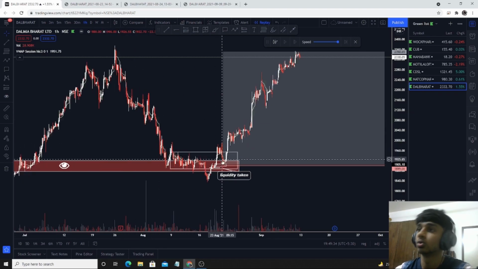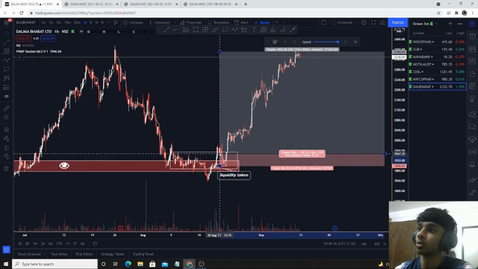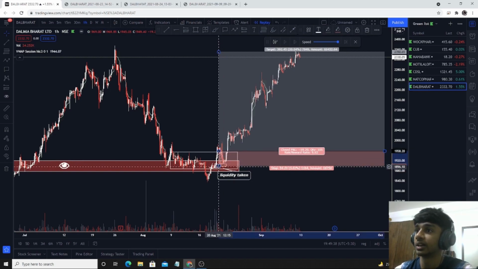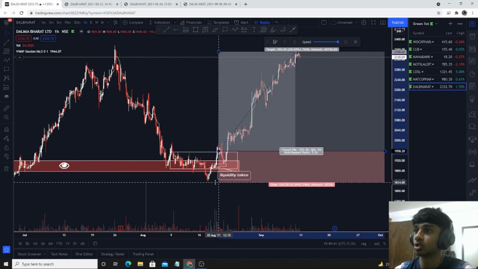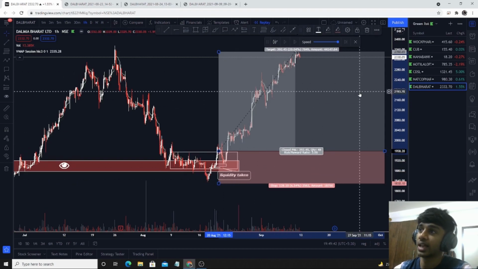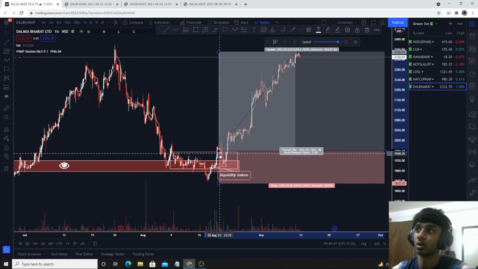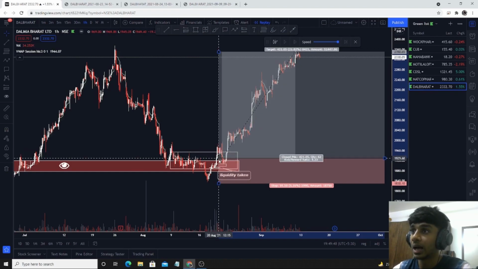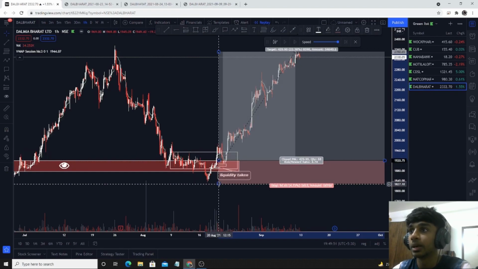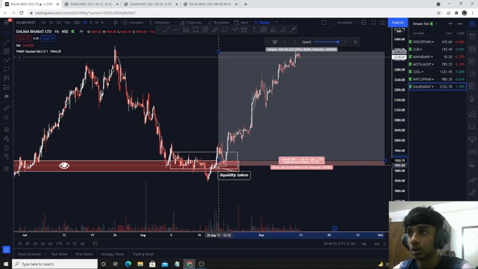And there are people who just take entries at these areas and keep their stops below these, which is actually a 1:3 trade. And I don't like to take small risk to rewards, so I like to time it properly and make the best out of the move possible.